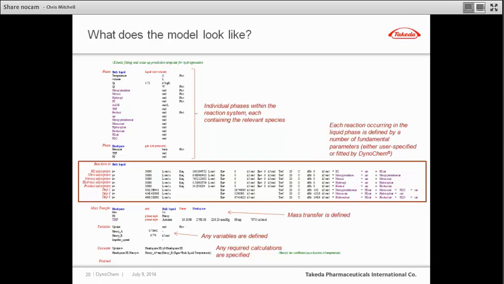So I think now I'll switch to showing you what the model itself looked like within DynoChem. So what we have here, this is the process sheet. We have our phases defined, our bulk liquid phase and our headspace phase. And you can see the number of species we have in the bulk liquid phase, as this includes not only the free species, intermediates, products, starting material, catalyst, etc., but also their counterparts adsorbed onto the catalyst.